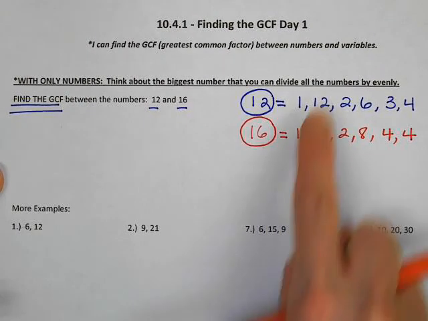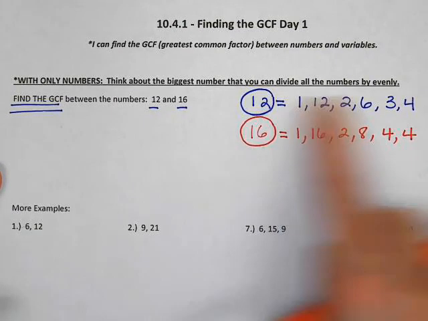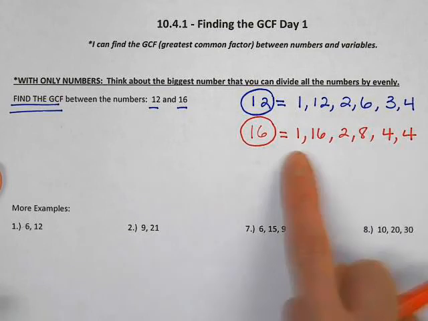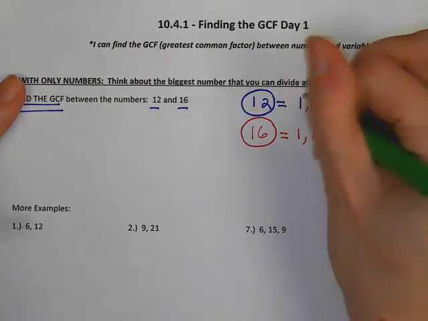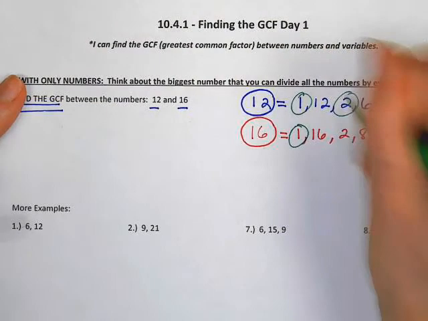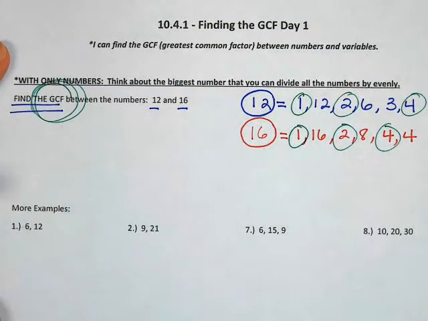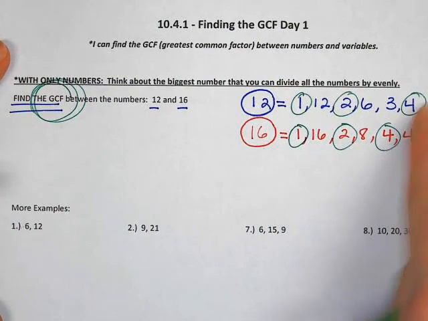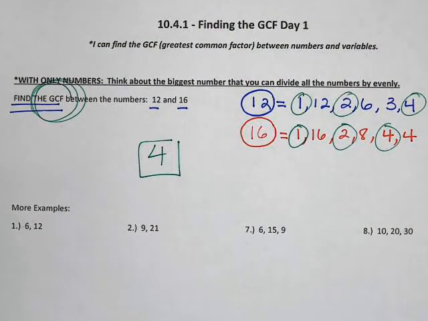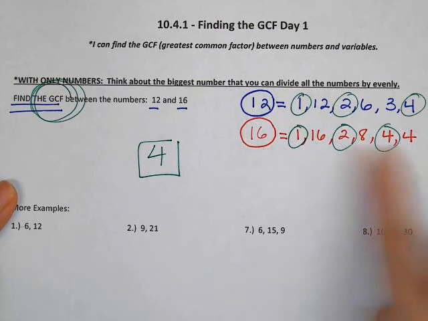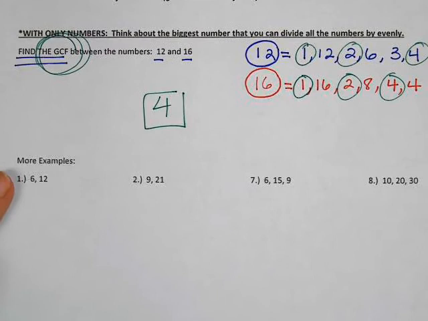And then what you want to do is see, do they have any in common? And it's got to be the biggest one. What's the biggest number that 12 and 16 both divide by evenly? So they both have a 1, they both have a 2, and they both have a 4. You want the greatest common factor, so it's 4. Okay, that's the long way. Some of you could probably do this in your head and just come up with the answer 4. All right, let's do a couple more.